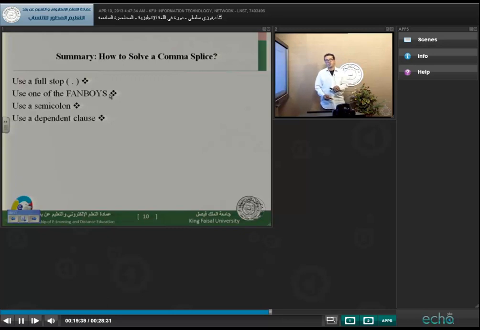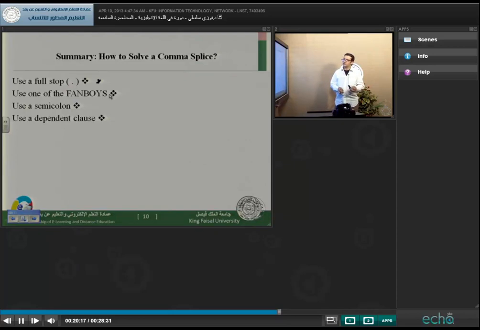The first solution is to use a full stop, a period, right? You have two independent clauses. You don't need to have a comma between them. Your car is working fine. You don't need to tow it. It can work by itself. These two sentences are separate units of sense. They're independent. You don't need to join them by a comma. So you get rid of the comma, you put a period there, and you put a capital letter in the next sentence. That's the first way, that's the first solution to a comma splice.